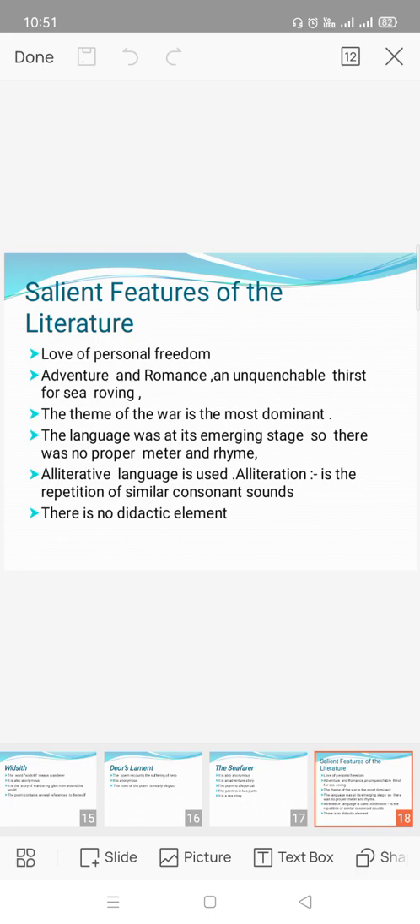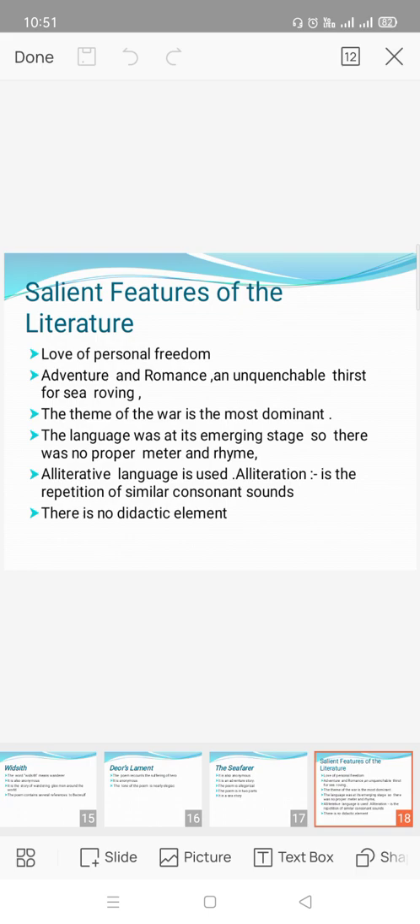where, in each and every poem, there is a longing, a yearning of the hero for personal freedom and to get freedom for his people. Adventure and romance and unquenchable thirst of sea roving, etc. This can also be categorized in the category of personal freedom.